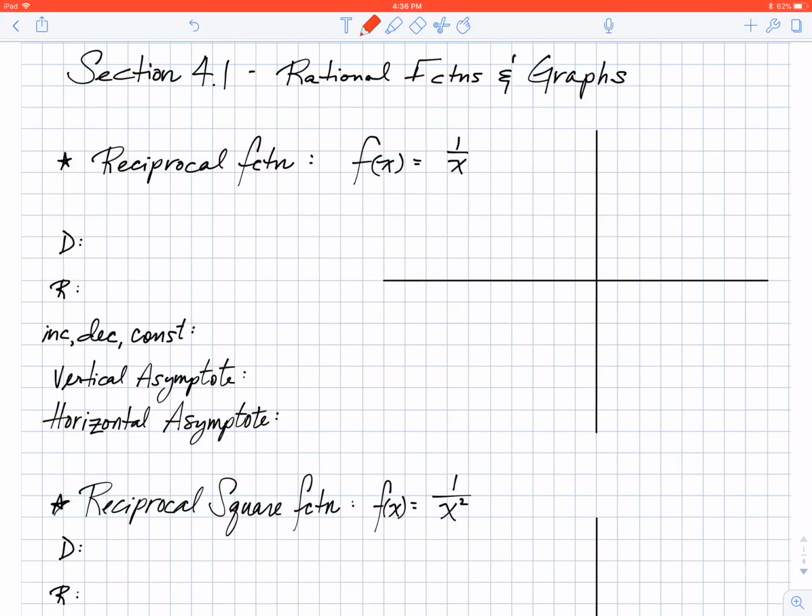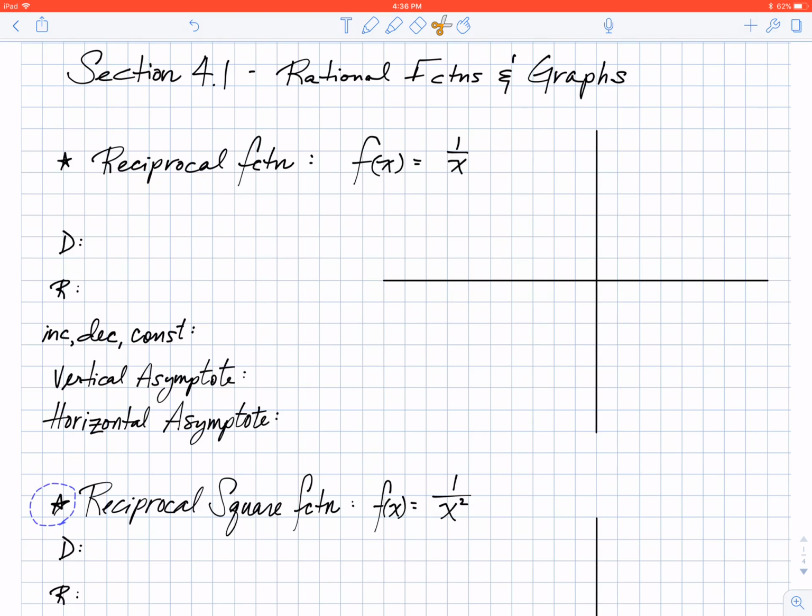Hey folks, so we're looking at section 4.1 and I have two new parents to introduce to you. One of them, as you can see, is called the reciprocal function and the other one is called the reciprocal square function.